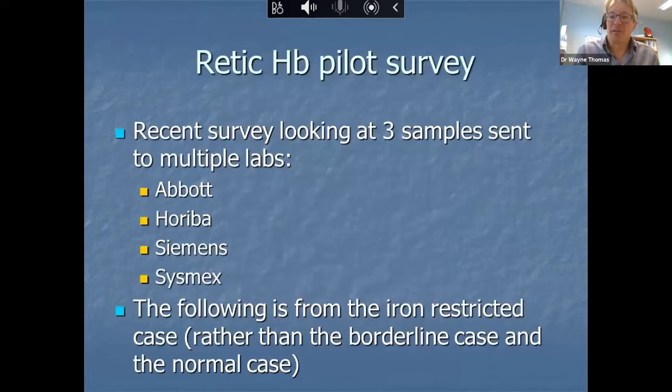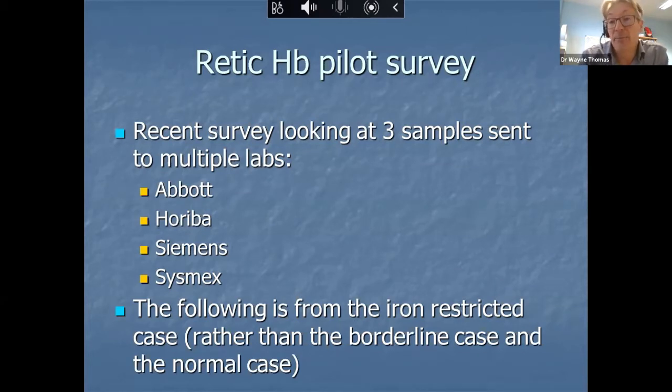So the next question that comes along is, okay, fine, we've got these analytes, which you would say are research only parameters. There's a lot of data out there, but how do we quality control? Because if we want to report this, we need to have an overarching quality assurance around it. Well, we've just completed a pilot survey related to the reticulocyte hemoglobin with colleagues at UK NEQAS. We sent out 3 samples to multiple laboratories that had Abbott, Horiba, Siemens, Sysmex, Beckman Coulter, and got data back, and we've had a brief look at the data.